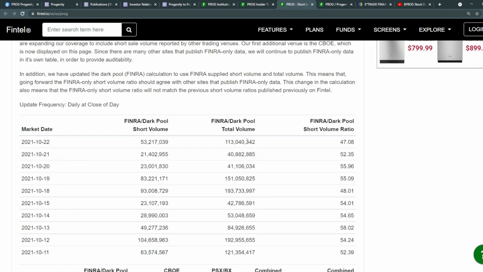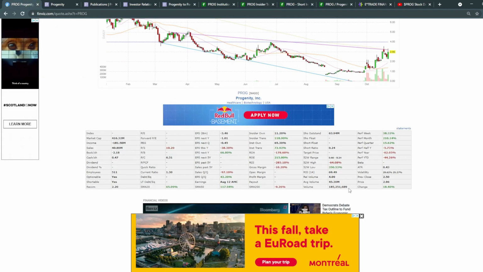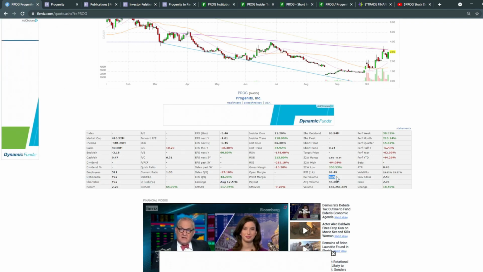And in terms of volumes, again, it's skyrocketed, and so is the short volume. We're hitting around 113 million. This hasn't been the case since the 19th of October. But the average volume is multiples of the usual. To be specific, it's around four times as much.